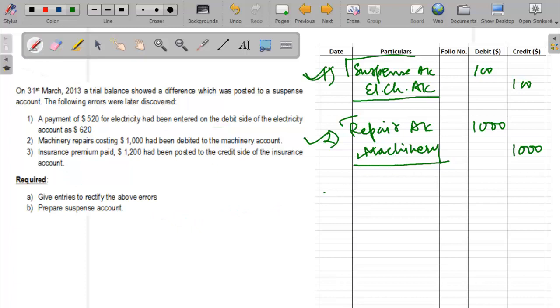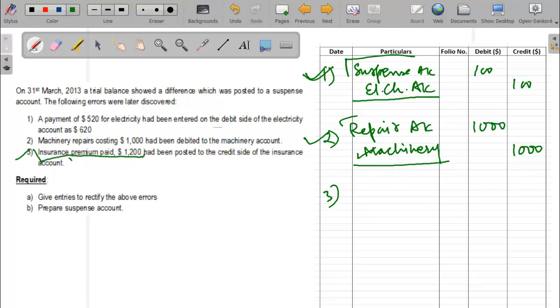What is the next? Insurance premium paid. $1,200 has been posted to the credit side of the insurance account. So we have posted on the wrong side. Account is same. So what is the entry?